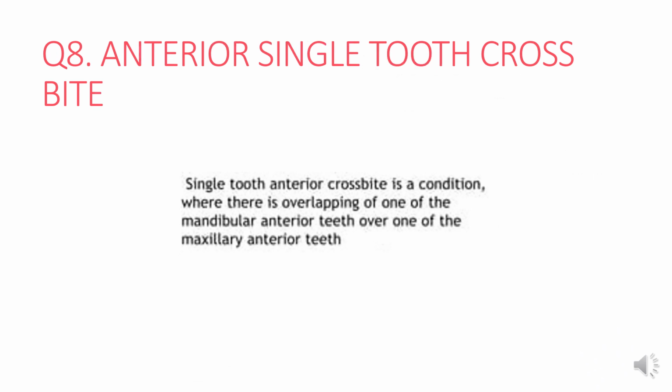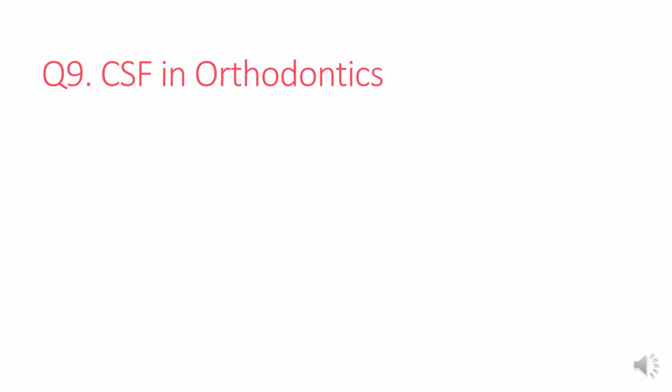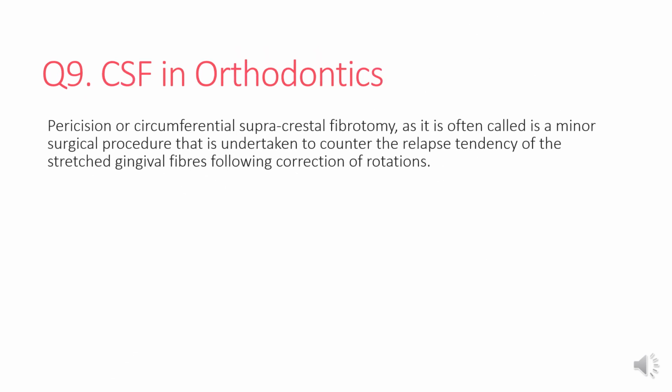Number 8 is anterior single tooth crossbite. Single-tooth anterior crossbite is a condition where there is overlapping of one of the mandibular anterior teeth over one of the maxillary anterior teeth. CSF in orthodontics. Pericision or circumferential supracrestal fibrotomy, as it is often called, is a minor surgical procedure that is undertaken to counter the relapse tendency of the stretched gingival fibers following the correction of rotations.